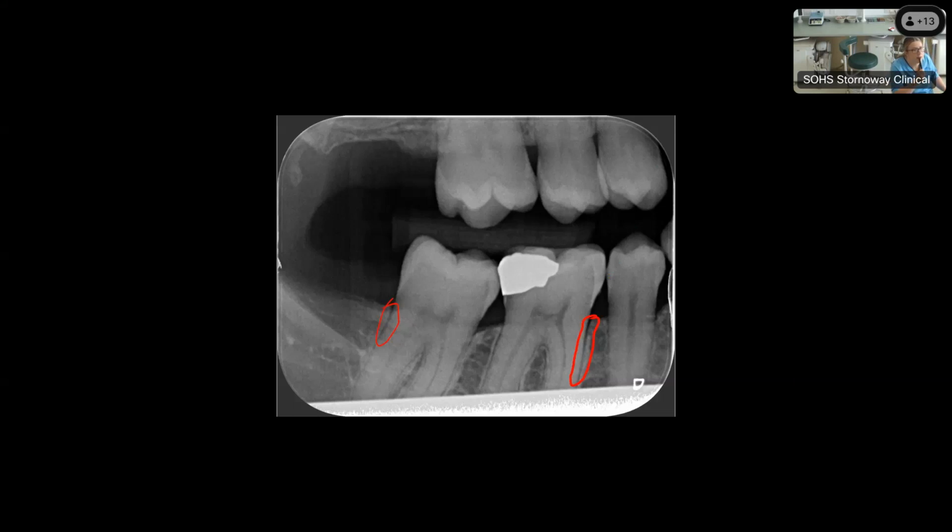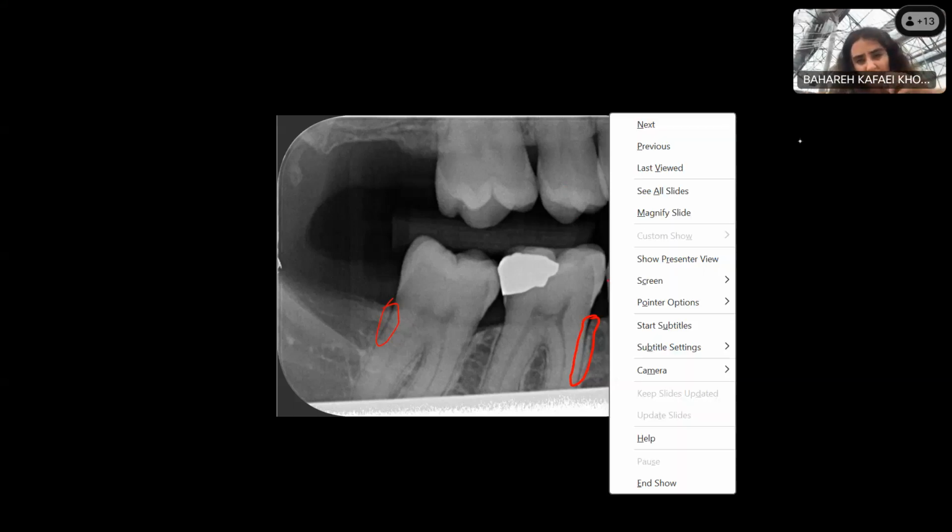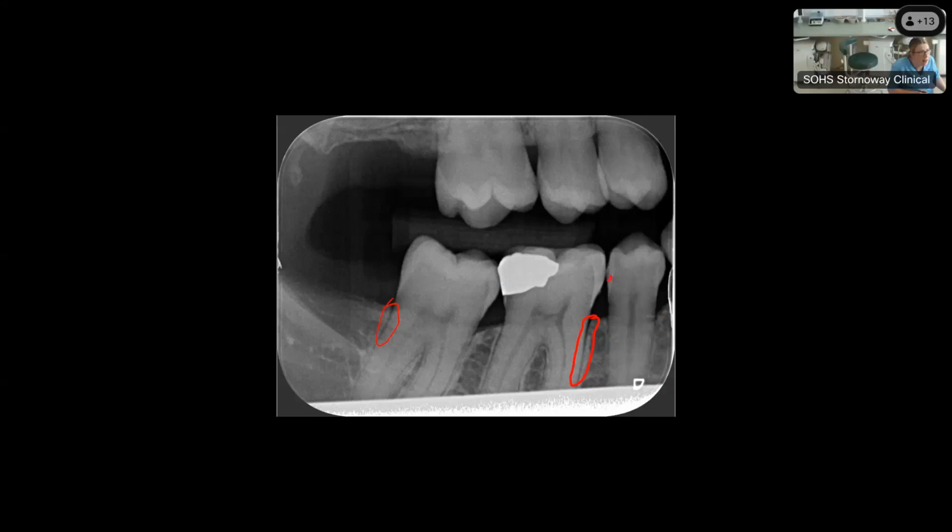I think you're muted. I can't hear what you're saying. I just put RA1, because it's not in the cemento-enamel junction to be RA2. It is only in the enamel. So yes, RA1, good spot.